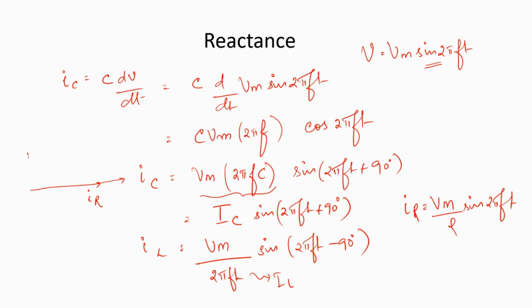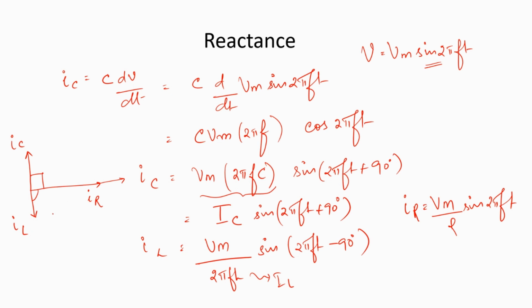Then this is going to be the IC, current through the capacitor, and this is going to be IL, current through the inductor, because it is 2 pi ft minus 90 for IL, and this is 2 pi ft plus 90, that is IC. So current in a capacitor leads the voltage, current in an inductor lags the voltage, both by 90 degrees.